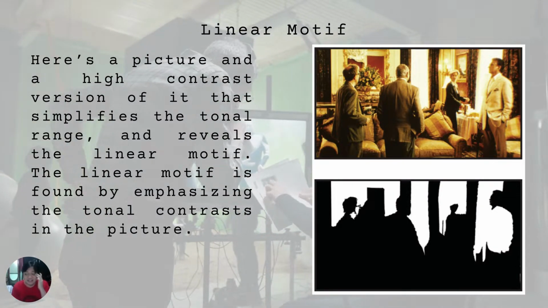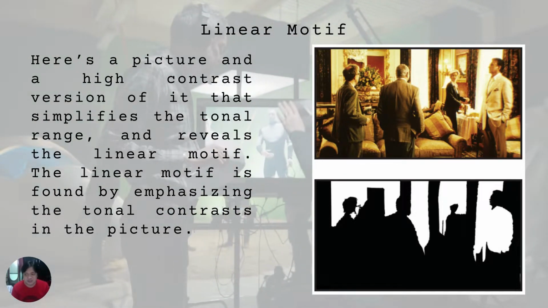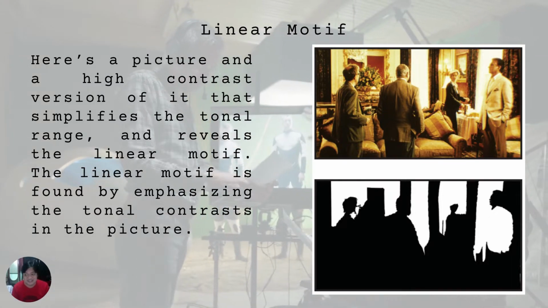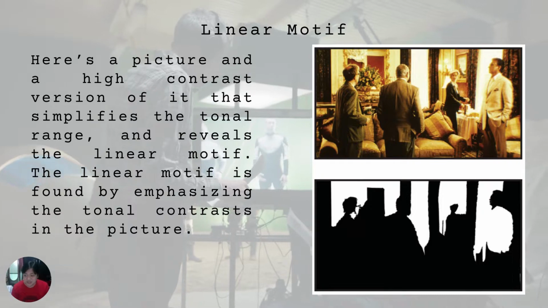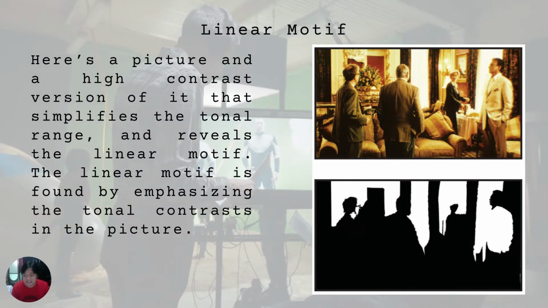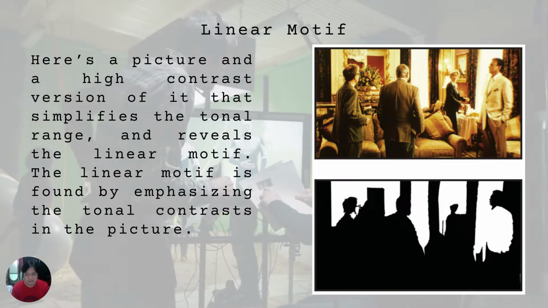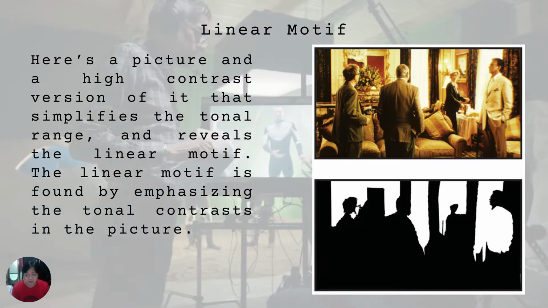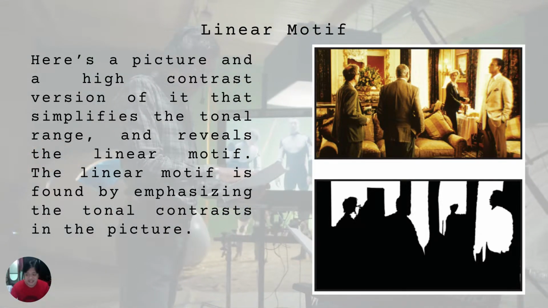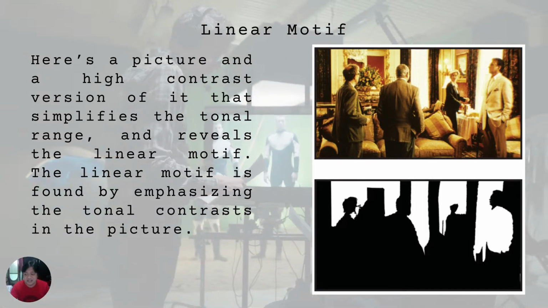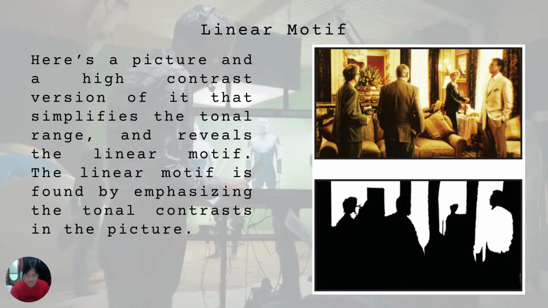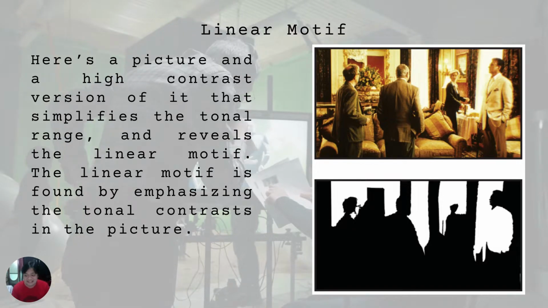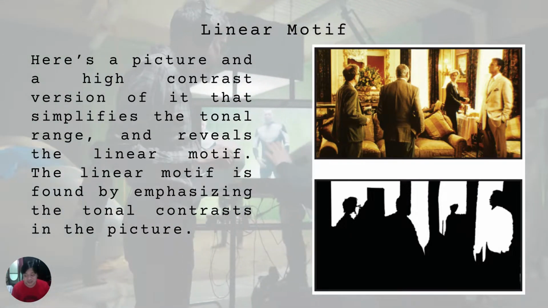Many cinematographers actually use a contrast viewing glass to light their shots and to check tonal contrasts. A contrast viewing glass is used like a monocle, but its glass is extremely dark, usually a dark brown or blue color. Looking through the viewing glass increases the picture's contrast and reveals the linear motif. Another, simpler way to do this is to just squint your eyes. Squinting increases a picture's contrast, reduces the details, and emphasizes the lines that create the linear motif.